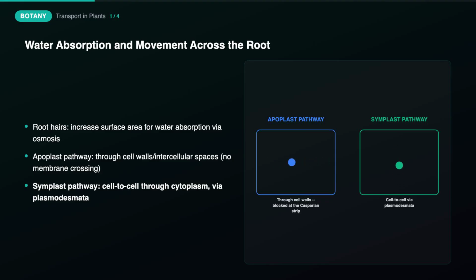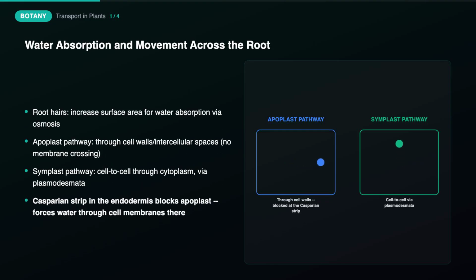Critically, both pathways must eventually merge and pass directly through the endodermis's living cells, because the endodermis's Casparian strip, a waxy, water-impermeable band, completely blocks the apoplast pathway at that specific point, forcing all water to cross a cell membrane there. And this is precisely how the plant maintains selective, controlled entry of water and minerals into its vascular tissue.